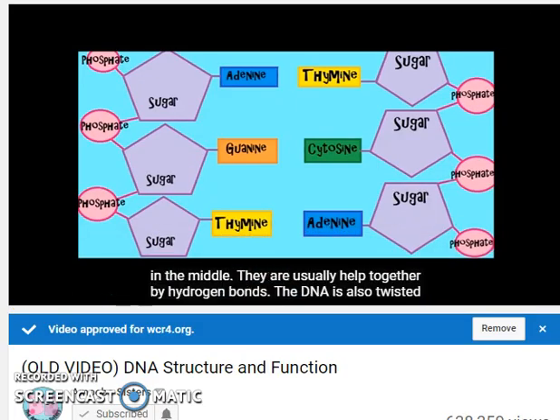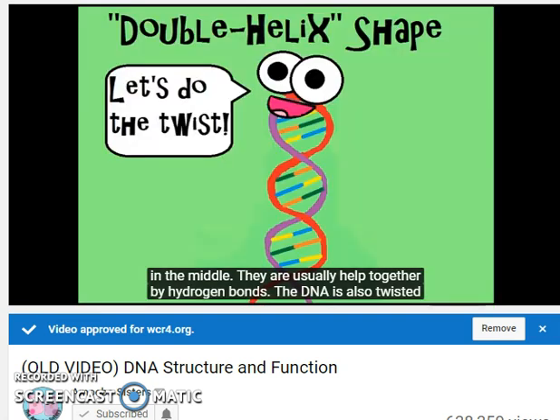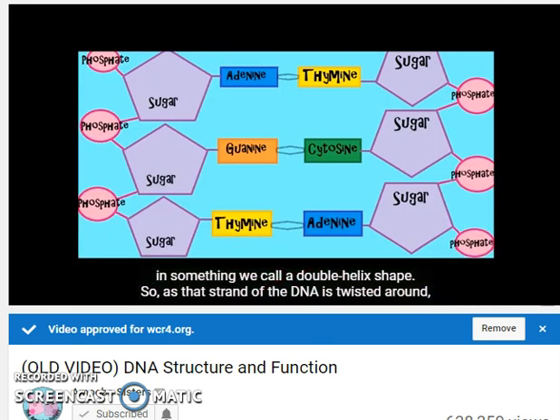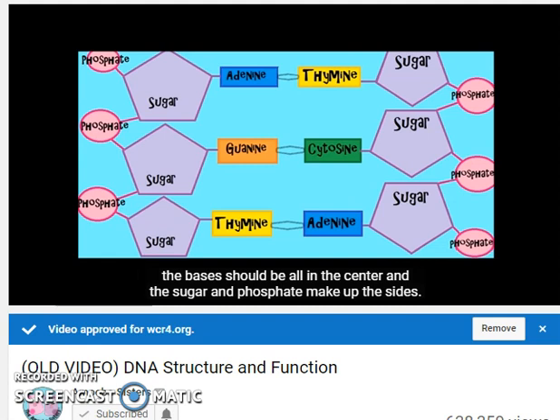Bases are what pair in the middle. They're usually held together by hydrogen bonds. The DNA is also twisted in something we call a double helix shape. And so as the strands of the DNA are twisted around, the bases should be all in the center. The sugar and phosphate make up the sides.